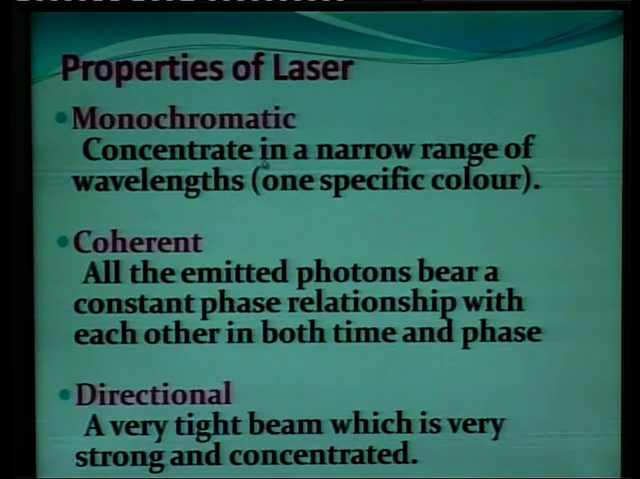Monochromatic means concentrated in a narrow range of wavelength, that is, it is of a specific color. Coherent means all the emitted photons bear a constant phase relationship with each other in both time and space. So they are in the same phase, crest falls over crest, trough falls over trough. Directional means a very tight beam which is very strong and concentrated, moving in a single direction.